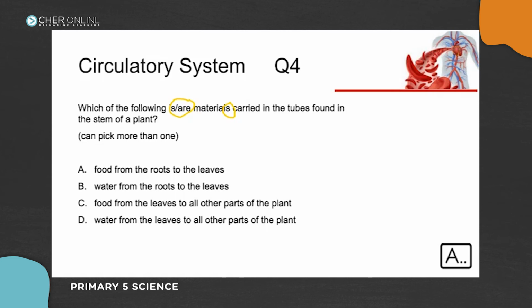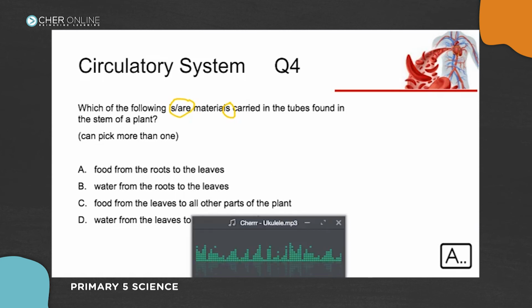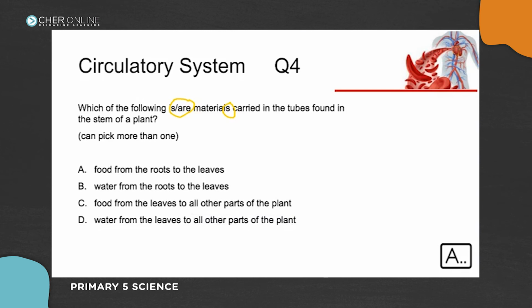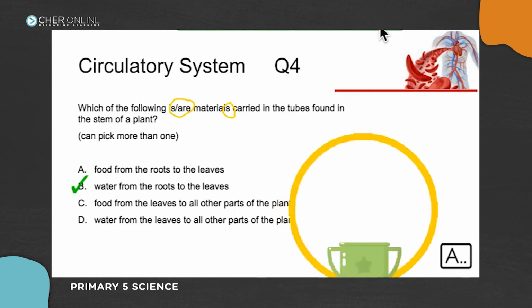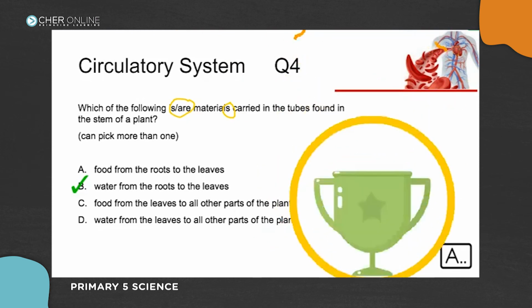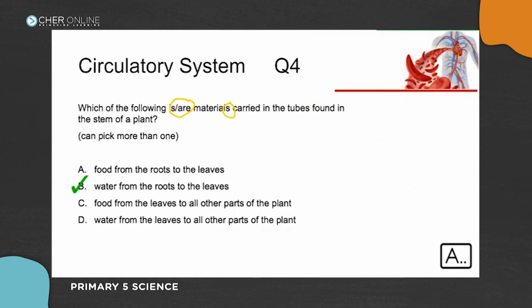Excellent. All right, so here it's not just the things that are transported that's important. The direction in which they're transported is important as well. So like I mentioned, water is always upwards from the roots to the leaves. At the same time, food is always from the leaves to other parts of the plant. So not everybody managed to get it, but quite a number of you managed to get it. So it's a good job nonetheless.